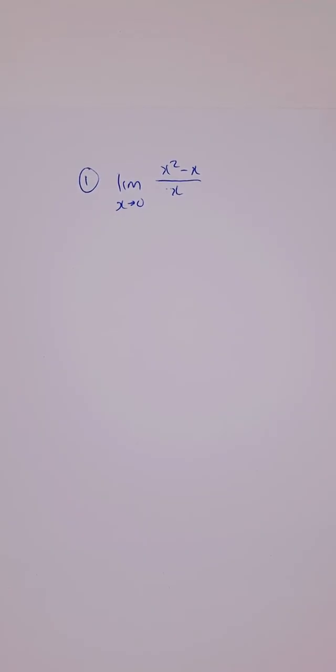So here's another one: the limit of x squared minus x over x as x approaches 0, or tends towards 0. The words that we use there are approaches, gets closer and closer, tends to. These are the words that we use.